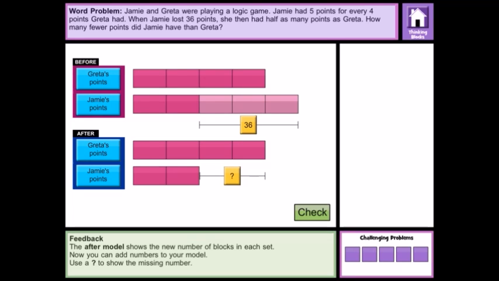The 3 lost blocks from the before diagram represent the 36 points that Jamie lost. So we've indicated that on the diagram. We've also shown that we know Greta has more points than Jamie at the end. So the 2 extra blocks on the after diagram represent the answer to the question that we want to find out.